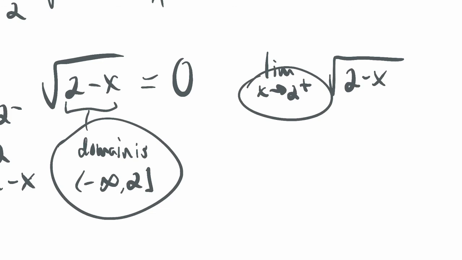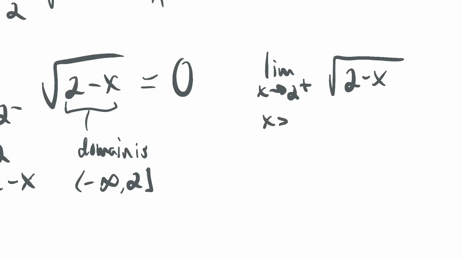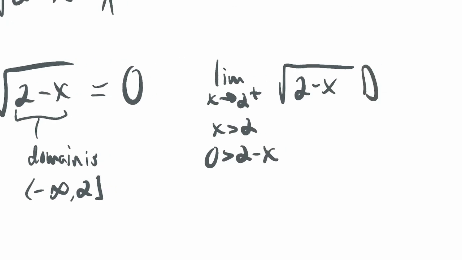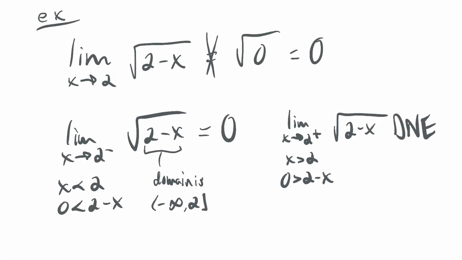Remember, 99% of the limit concept is: what is the behavior of the function when the input is close to the number we care about? What's the behavior nearby? Well, when x goes to 2 from the right, there's no behavior. It doesn't exist because the domain doesn't include those input values. Because x is greater than 2, 2 minus x is negative. You can't plug that into the function, so this does not exist. Okay? So we come back to this.